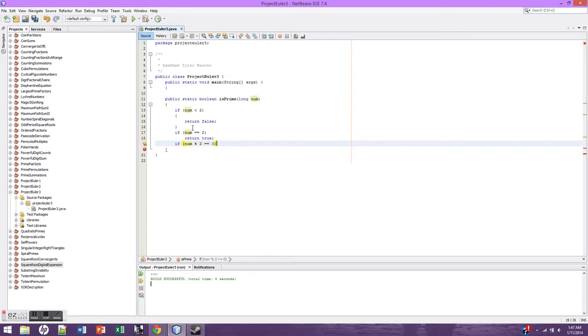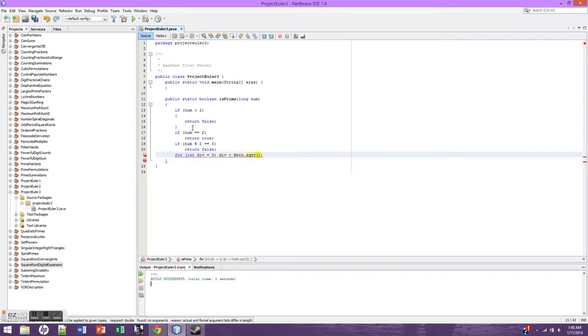Otherwise, we want a divisor to equal 3. Divisor is less than or equal to, let's see, Math.sqrt, yeah, the square root of the number, divisor plus equals 2. Okay, we're setting the divisor to 3 because we checked if all numbers were even right here.